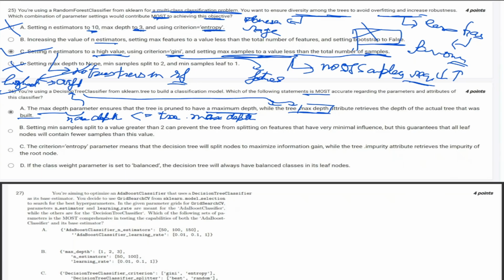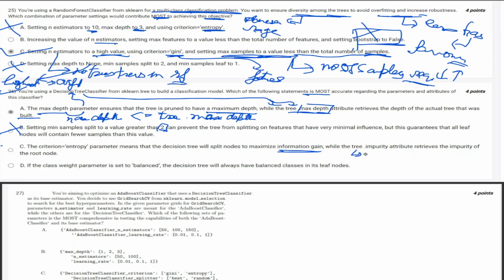Setting min_samples_split to a value greater than 2 can prevent the tree from splitting on a feature that has minimal influence. No, this is wrong, because greater than 2 means that more samples are there, but it doesn't mean that it has minimal influence. Now the third option: the criterion entropy parameter means the decision tree will split the nodes to maximize information gain. Okay, that's totally fine. Now, while tree.impurity attribute refers to the entropy of the root node, that's totally wrong.